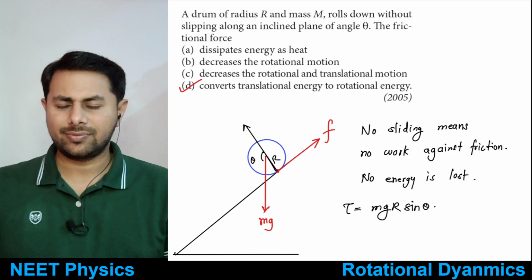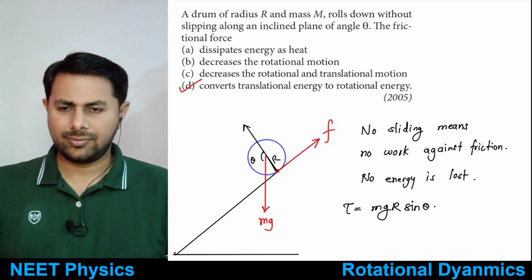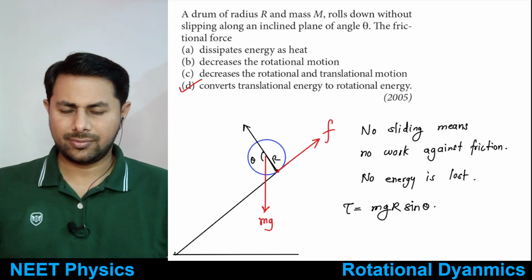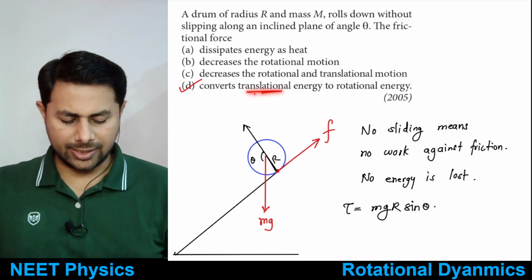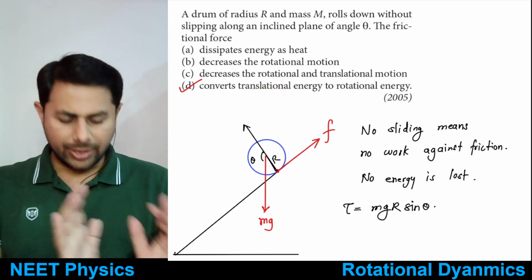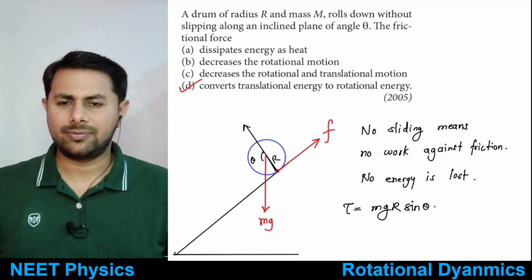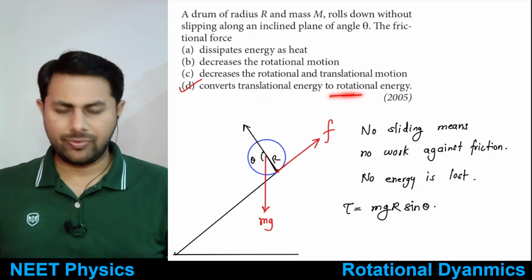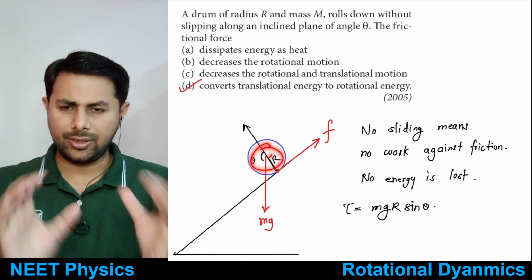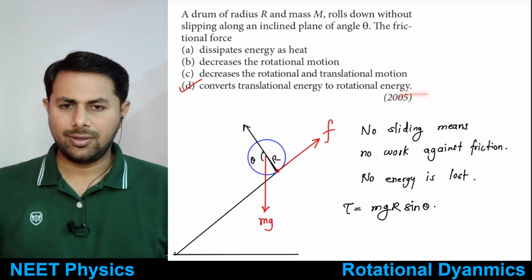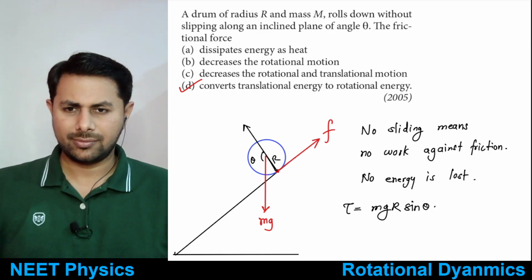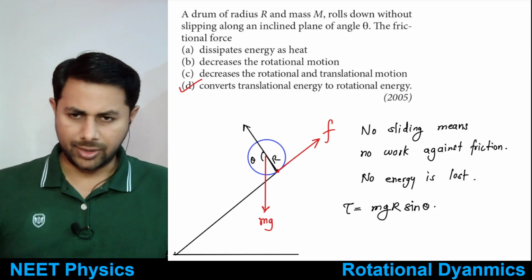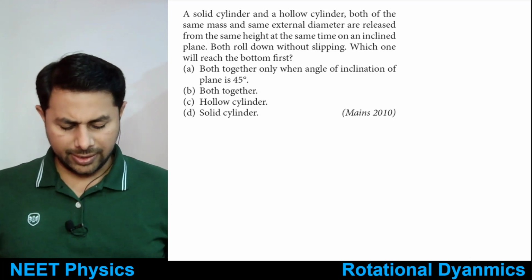Is this thing clear? Okay, so that means it converts the translational energy, actually it should be the potential energy, to the rotational energy, right? It converts the potential energy at this point to the rotational energy. Okay, clear to everyone? Okay, good. Then let's see next question.